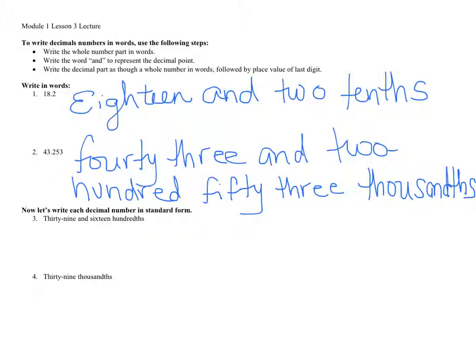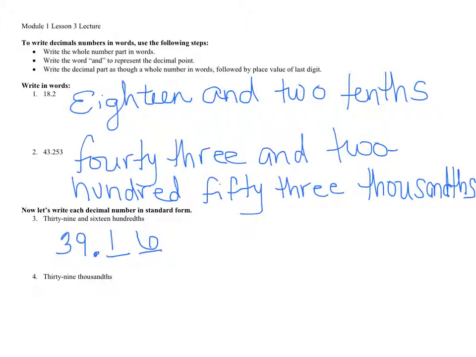Now let's write each decimal number in standard form. So first, I have 39 and 16 hundredths. So that would be 39 is the whole number, where I see "and" I put in my decimal place, and then I have 16 hundredths. So I need to make sure the 6 of that 16 is in the hundredth spot. So we would have the tenths and the hundredths, so I can fill in exactly 16 for 16 hundredths.